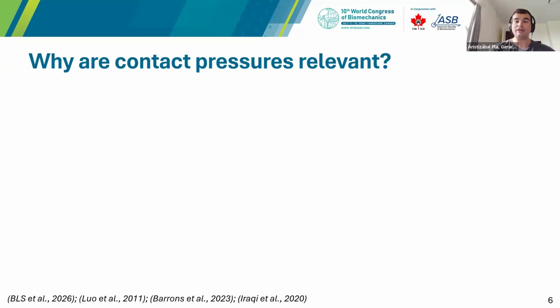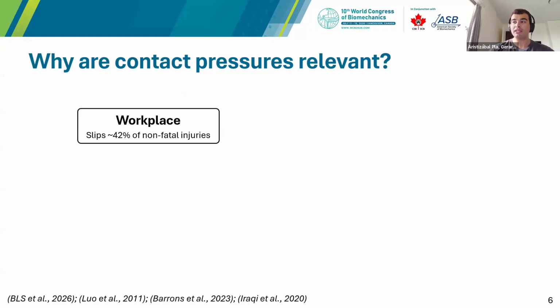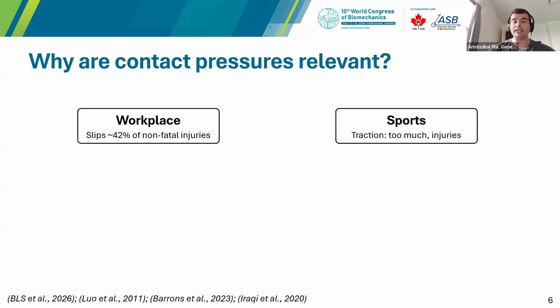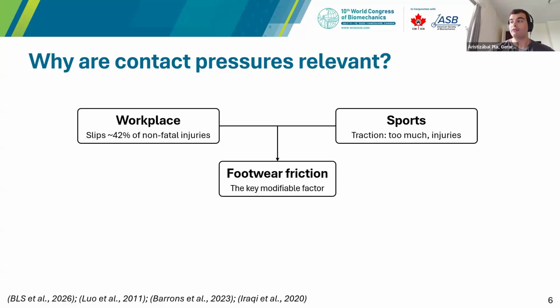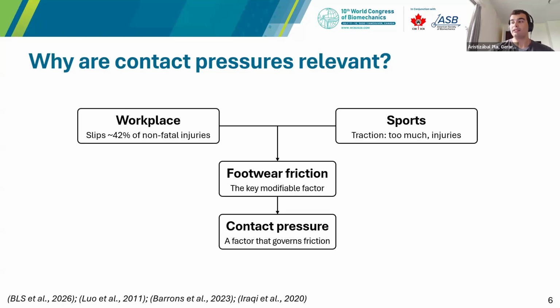Well, contact pressures are relevant in two settings. We know that in the workplace, slips account for 42% of the total non-fatal injuries. And also that in sports, too much traction can lead to injuries. The key modifiable factor is footwear friction, and a factor that governs that friction is the actual contact pressures.